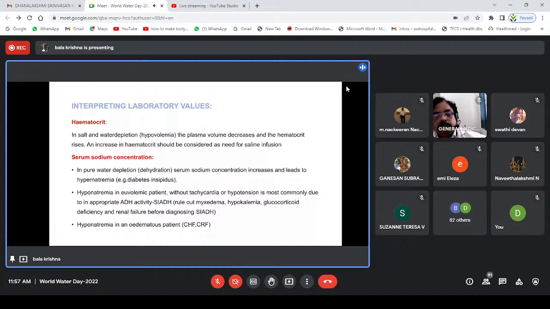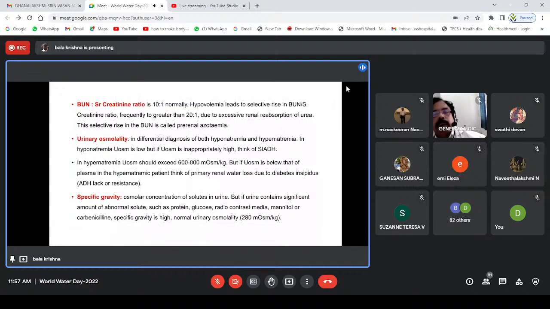The patient will have urine output of less than 1000 ml per day. We should rule out other causes of hyponatremia such as myxedema in hypothyroid patients, hypokalemia, glucocorticoid deficiency, and renal failure before diagnosing SIADH, and hyponatremia due to dilution in an edematous patient. The rise in blood urea nitrogen and serum creatinine indicates a state of prerenal failure in a dehydrated patient.